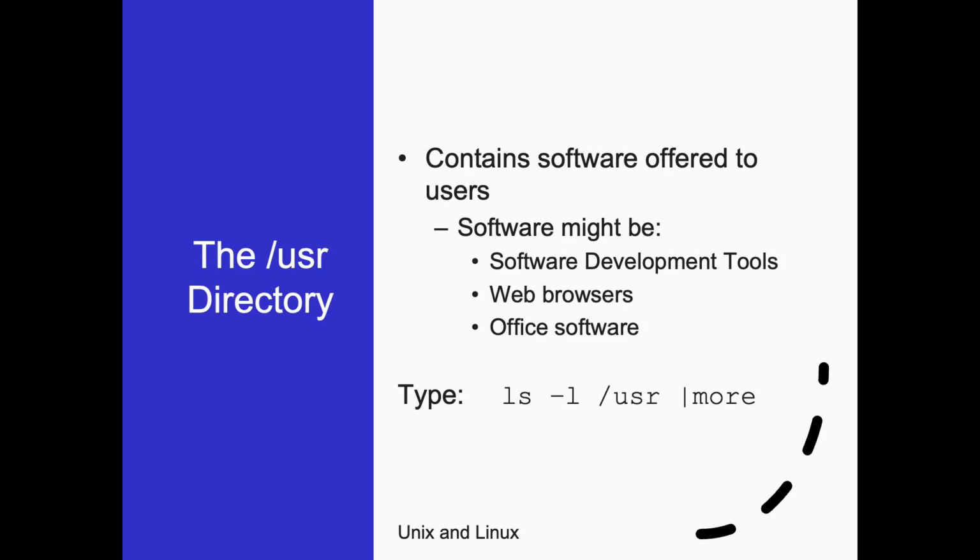Next, we have the USR directory. For the longest time, I thought it was just short for user, but it actually stands for user system resources. And it houses the non-essential but still widely used programs and libraries. So it might contain Office programs or web browsers and programming tools. So most of the time, if you have installed applications on your computer, they're probably somewhere under the USR directory. And then if you type ls -l /usr, it's going to show what's in that directory.